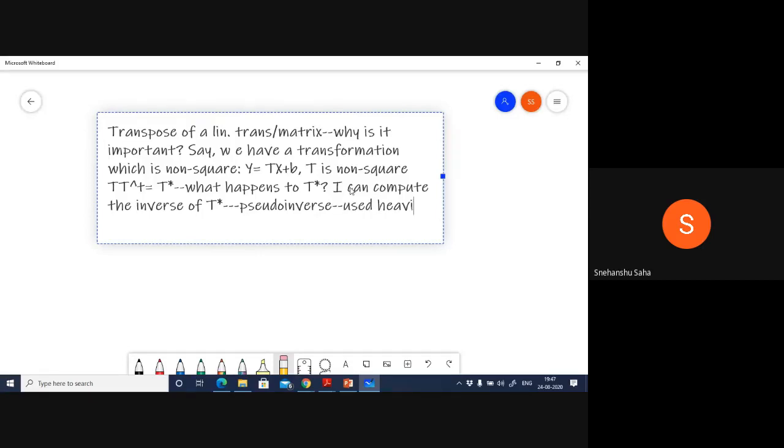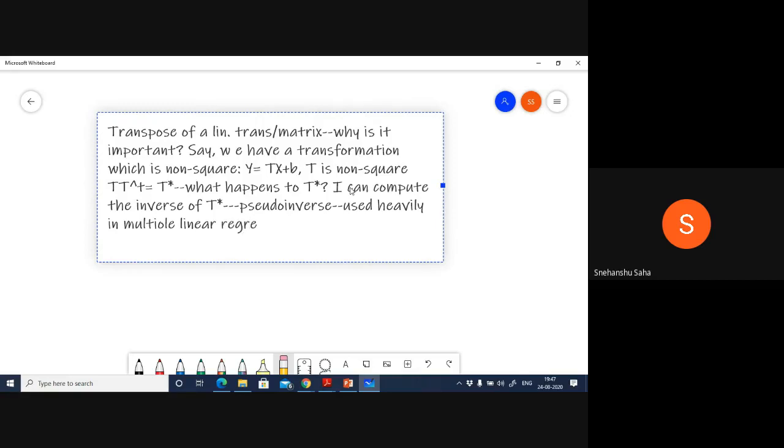Used heavily in multiple linear regression problems. Now, what you typically do is that you have this: y is equal to Tx plus b. So what you do is you multiply both sides of this equation by T transpose, and then you compute the inverse. And that is known as the pseudo inverse.